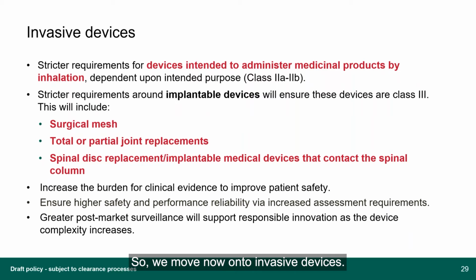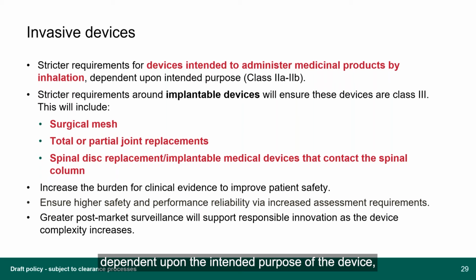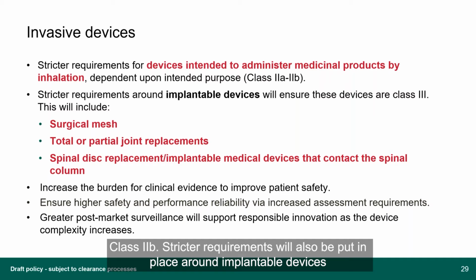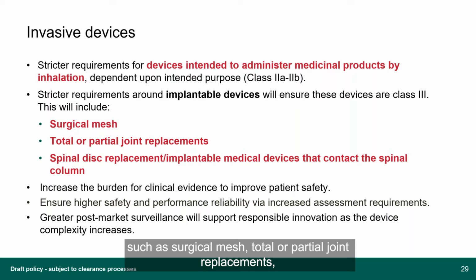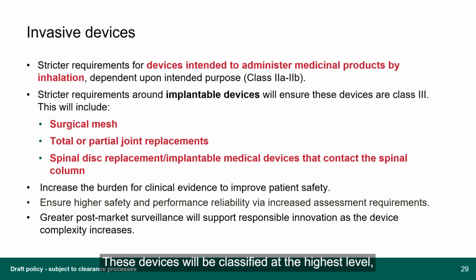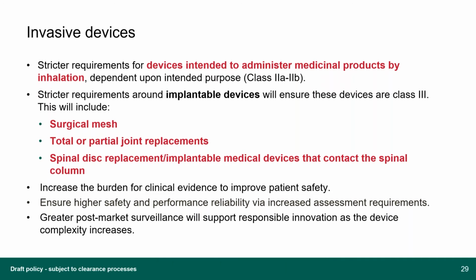So we move now on to invasive devices. The MHRA will put in place stricter requirements for devices intended to administer medicinal products by inhalation, and this will be dependent upon the intended purpose of the device, but there will be between Class 2A and Class 2B. Stricter requirements will also be put in place around implantable devices, such as surgical mesh, total or partial joint replacements, spinal disc replacement implants, and implantable medical devices that contact the spinal column. These devices will be classified at the highest level, Class 3, in line with the risks that they represent to patients. But this will not include the ancillary components such as screws, wedges, plates, and instruments.